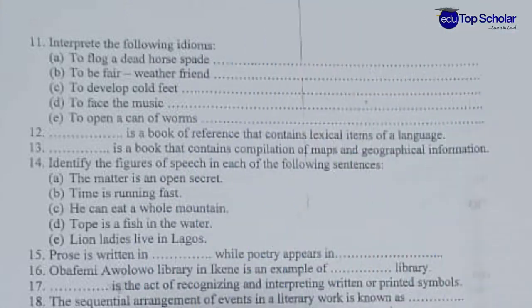So number 12, Dash is a book of reference that contains lexical items of a language. Without hesitating, that is a dictionary. A dictionary contains lexical items of a language. So the answer is dictionary. Question number 12. Dictionary is a book of reference that contains lexical items of a language.